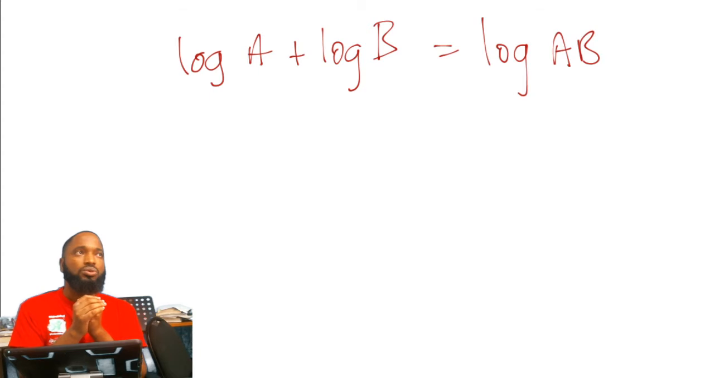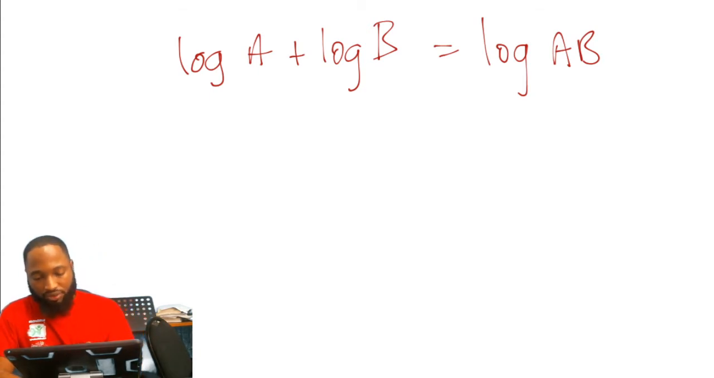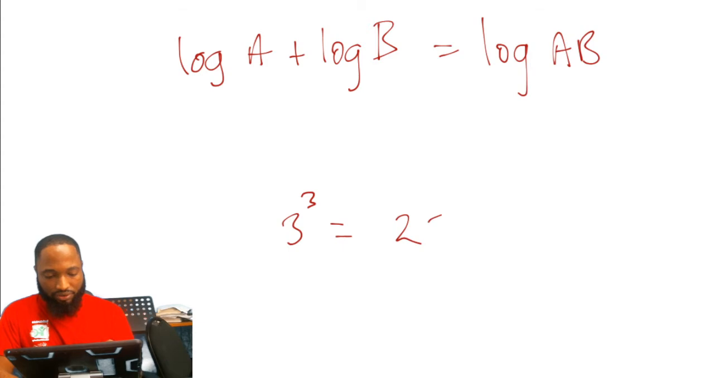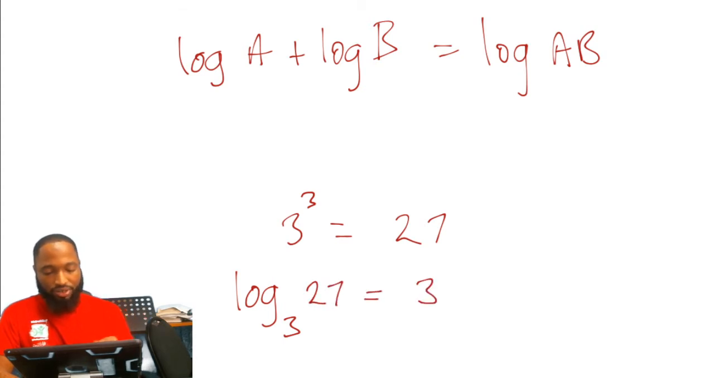So, for example, if I have 3 cubed, I will get 3 by 3 by 3. 9 by 3 is 27. So if I'm taking the log to the base 3 of 27, I will get 3, because what this is asking me is how many times I need to multiply 3 to get 27. That's what log really means.